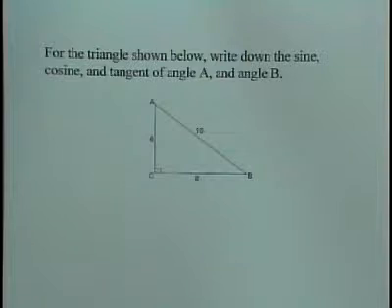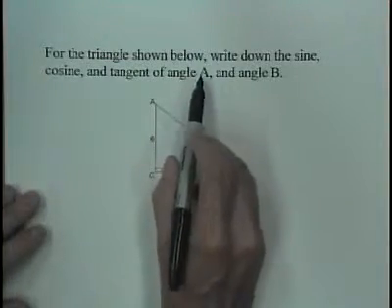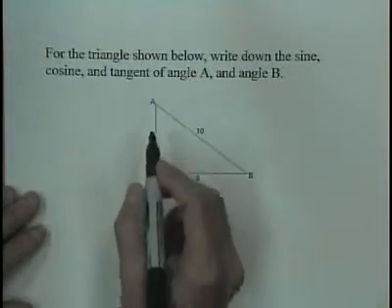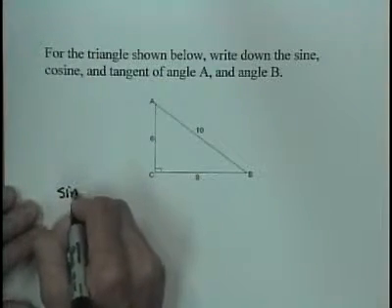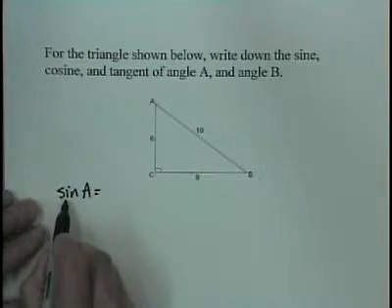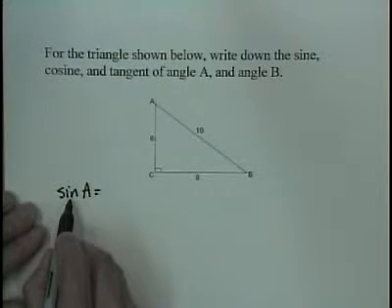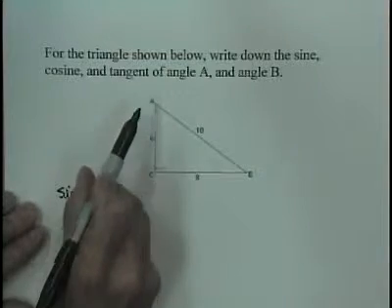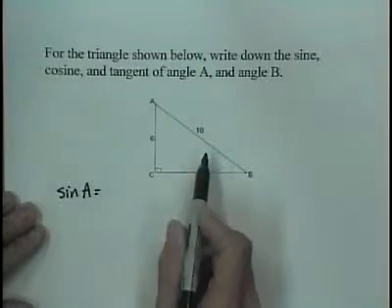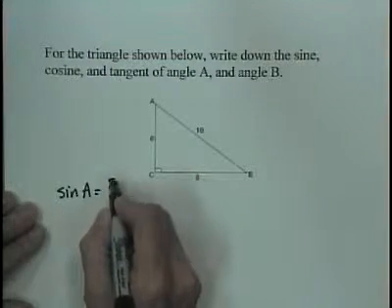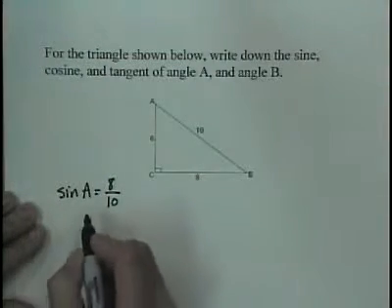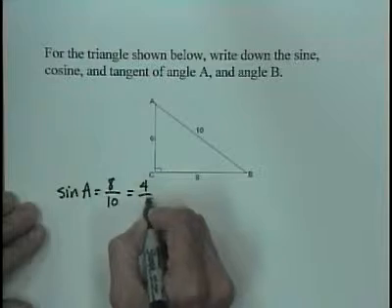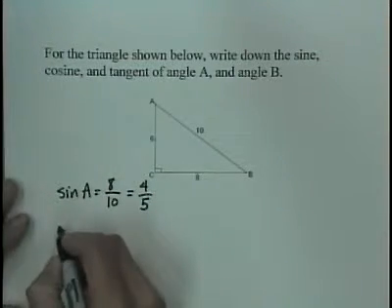For the triangle shown, write down the sine, cosine, and tangent of angle A and angle B. Let's look at how these might look for angle A. We want to write down the sine of A. The sine is the ratio opposite side over hypotenuse. Relative to angle A, the side opposite has length 8 and the hypotenuse length 10. So that's the sine of A. We should reduce our answer to 4/5.